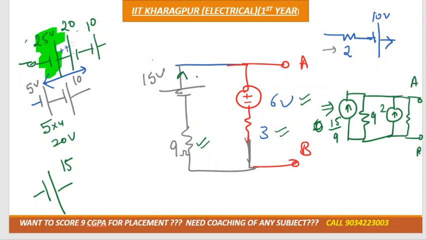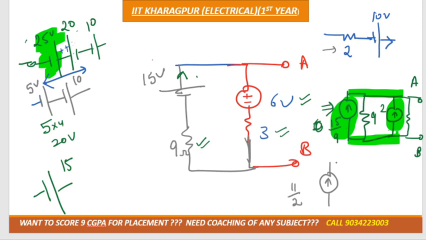This is A terminal. And this is B terminal. Correct? Now, as you can see that these two current sources above, means the potential across these two current sources is the same, because these two are connected in parallel. So these two current sources will be added with each other. That would be 11 by 2 and 9 ohm and 3 ohm. Again, these are also connected in parallel, right? So that would be 9 parallel 3. That would be 9 by 4.